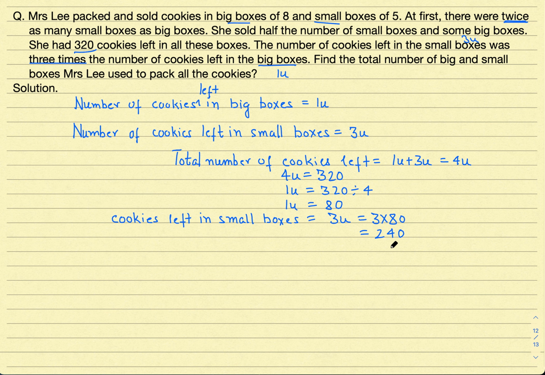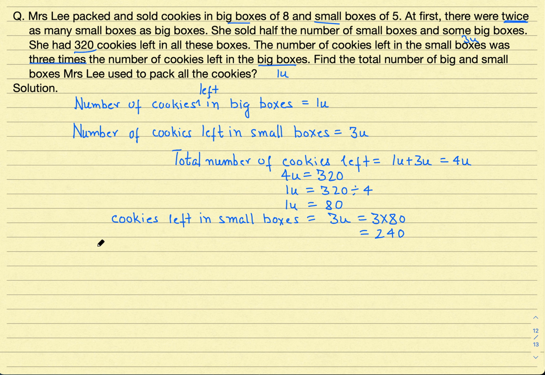So from this we can calculate how many small boxes were left. How? Because we know that in each small box there are 5 cookies, right? Each small box contains 5 cookies. And since we know the number of cookies left in the small boxes, if you divide this by 5, you'll get the number of small boxes left, right?